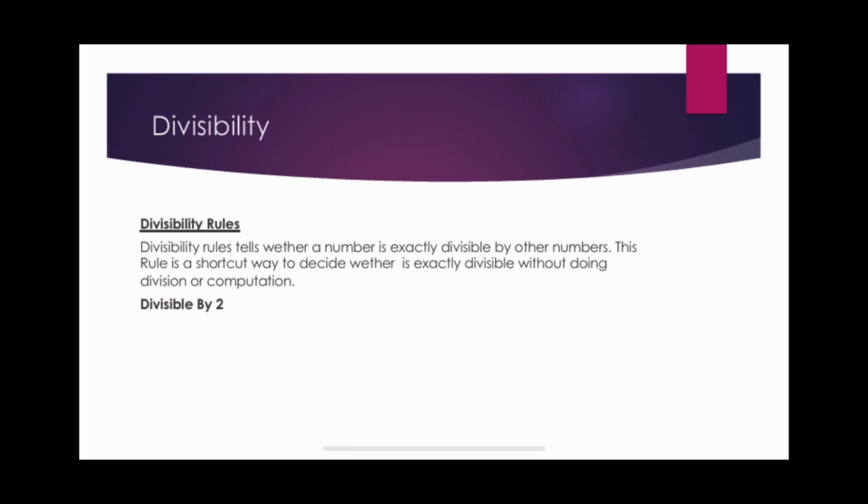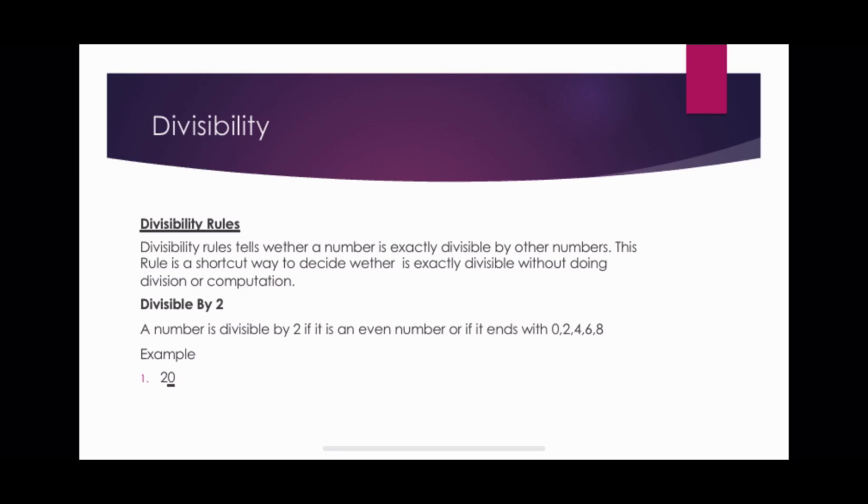So here is an example. A number is divisible by 2 if it is an even number or if it ends with 0, 2, 4, 6, 8. So remember this rule. A number is divisible by 2 if it is an even number or if it ends with 0, 2, 4, 6, 8. So here is an example. 20. So it is an even number and it ends with 0. So therefore, it is divisible by 2.